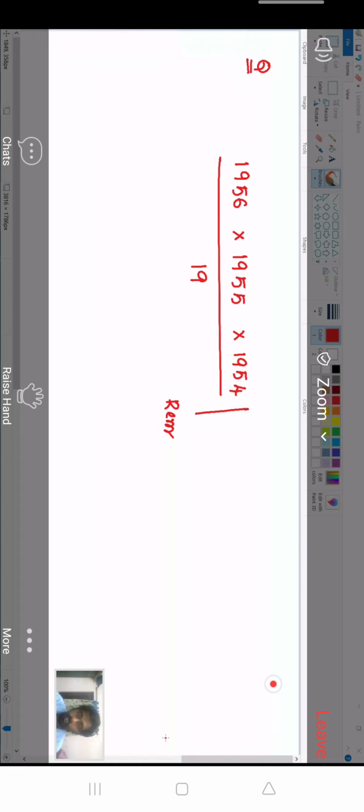So after finishing this question, I will clarify your doubt and you will get the concept which is required for solving the next question, which is based on this. What is the remainder in this case? Dear students, can you answer the question?